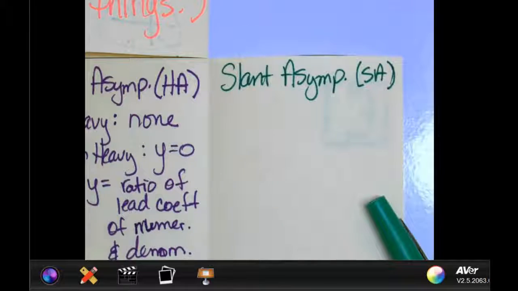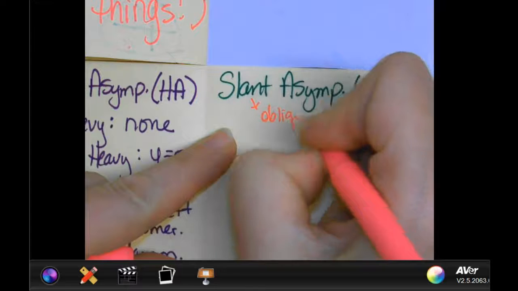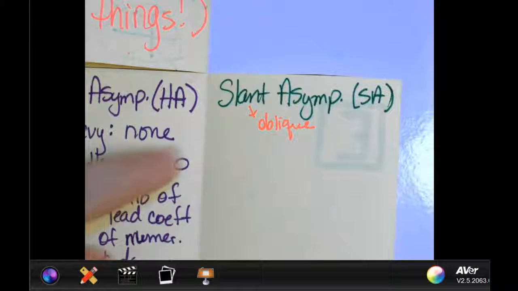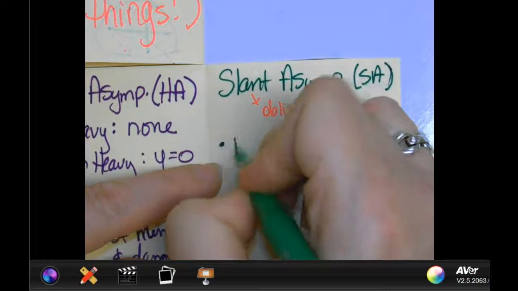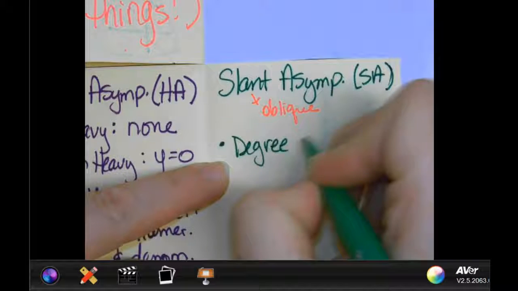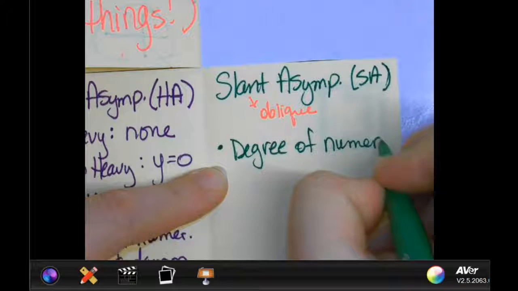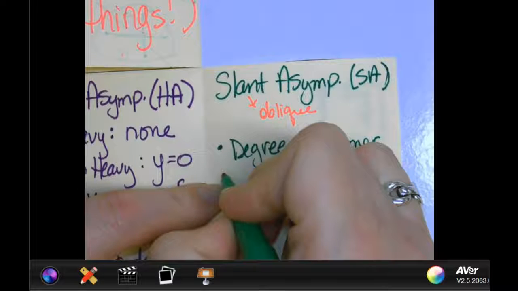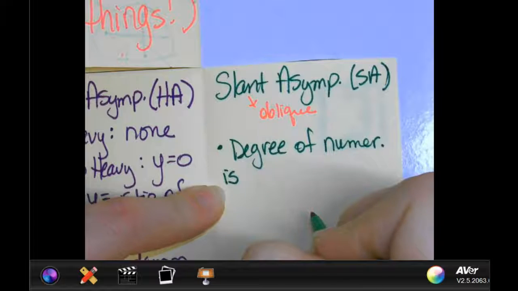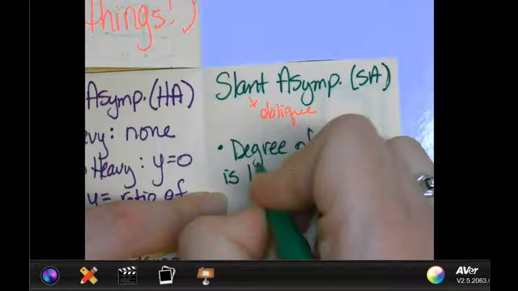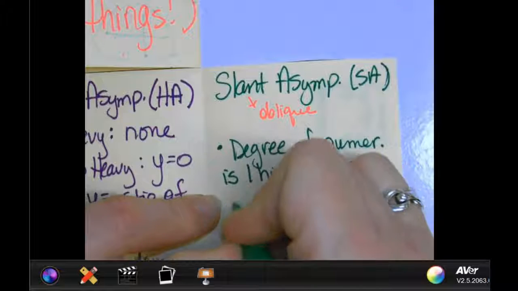What's another word for slant? Oblique. You have a slant asymptote if the degree of the numerator is what? It has to be greater than the denominator by how much? 1. Okay, is 1 higher than degree of denominator?